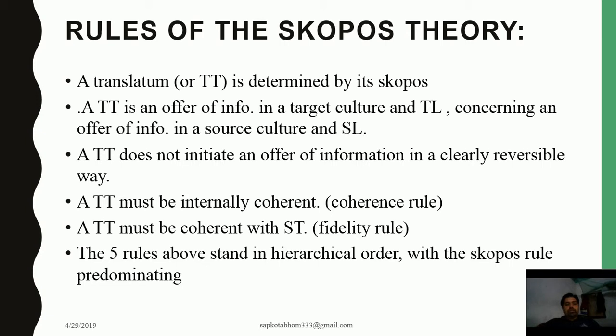The target text must be internally coherent. The coherence rule should be applied while translating the text using the Skopos theory. These rules should be followed. The target text must be coherent with the source text. According to the source text, these are called the fidelity rules. The target text should follow the rules of the source text. These above five rules stand in a hierarchical order. If the chronology breaks down, the process of translation might be affected. So these five rules stand in hierarchical order, with the Skopos rules predominating. So the translator should be concerned with these five rules while translating the source text into the target text.